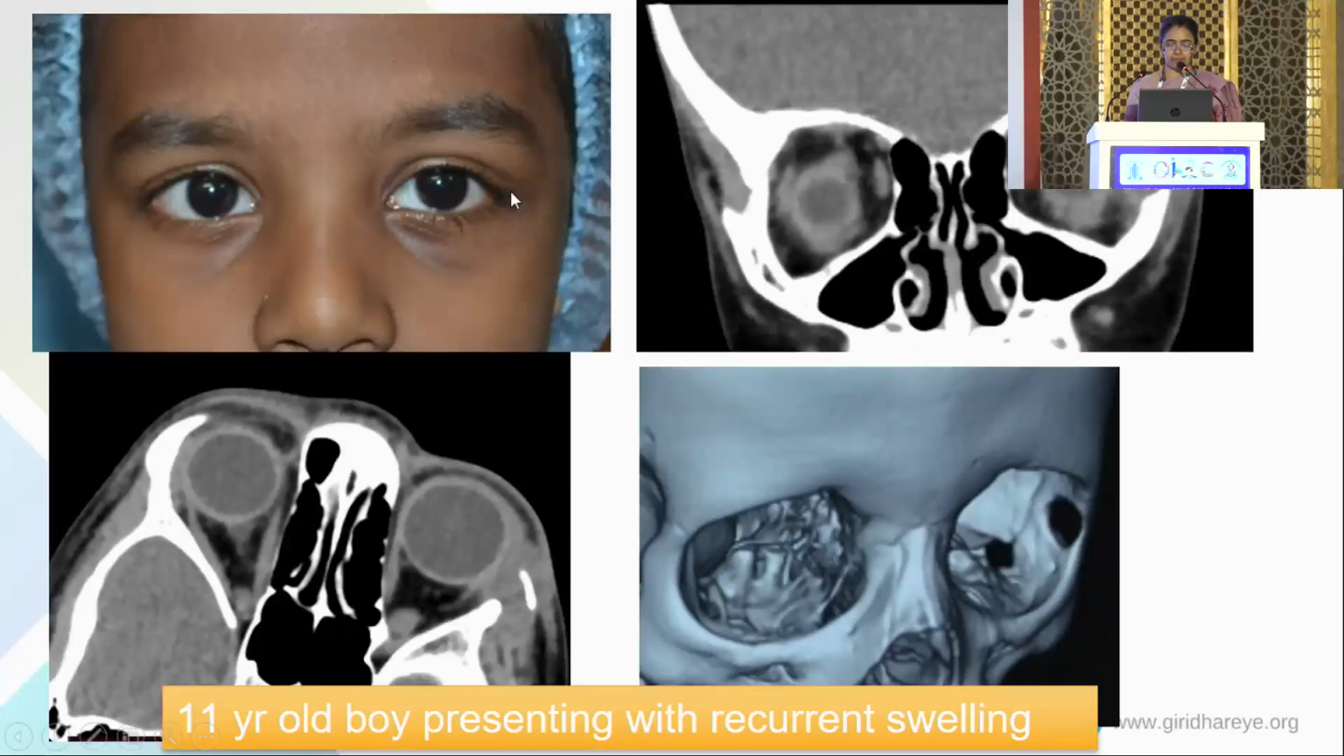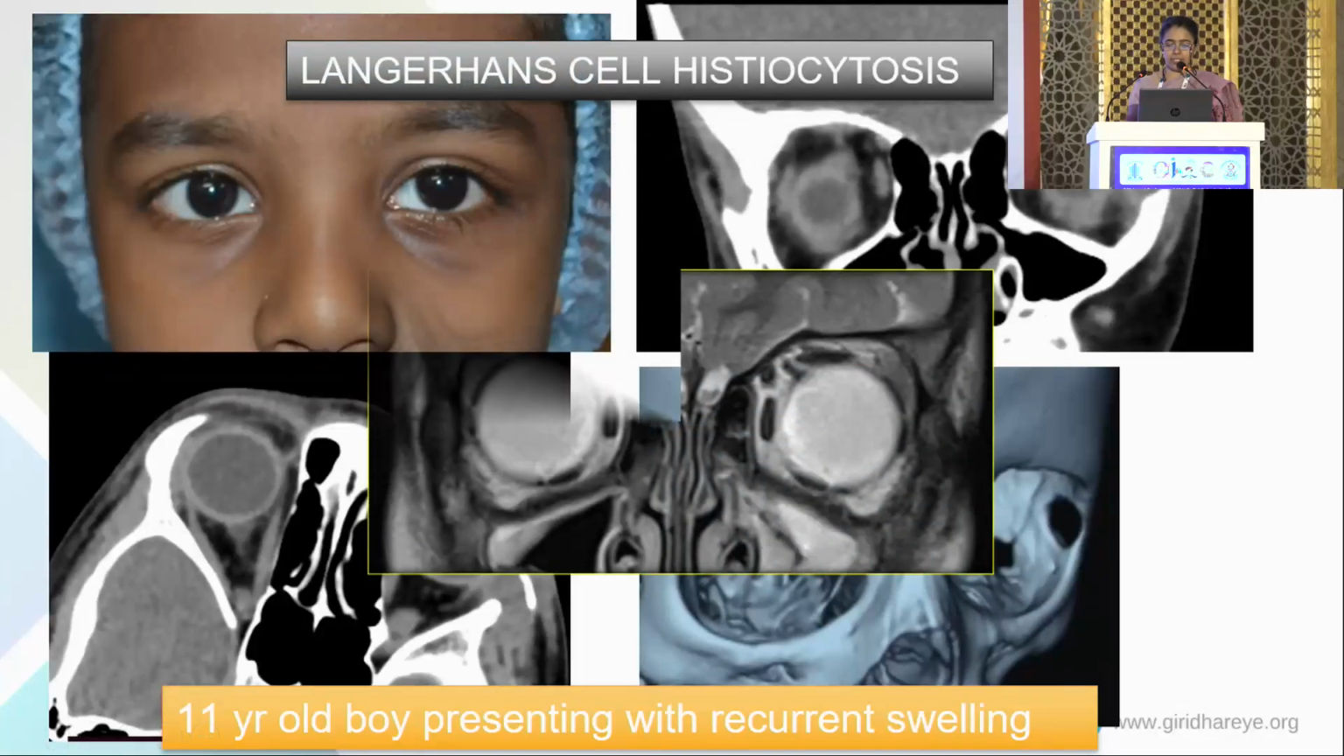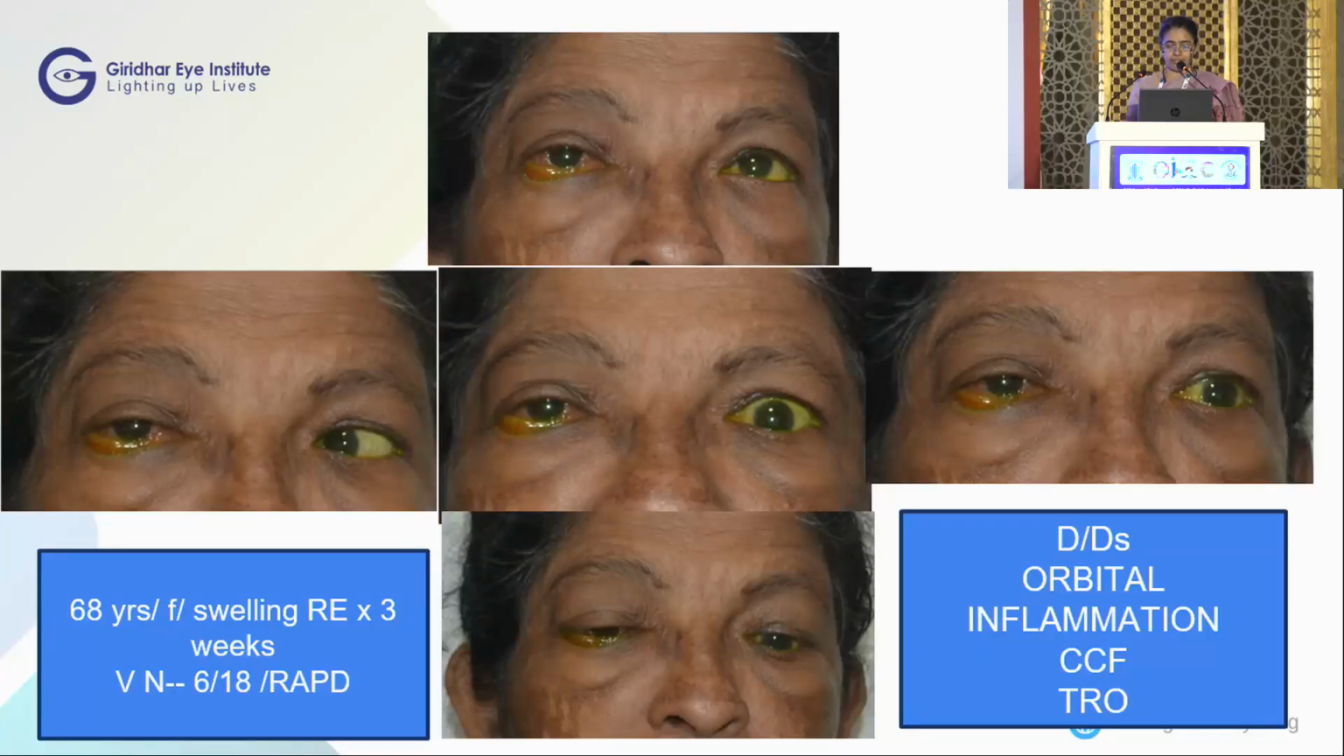This is an 11-year-old child who presented to us with recurrent lid edema and was already treated with oral antibiotics elsewhere. You can see the CT scan: there is an inflammatory mass involving the lateral orbit with bone erosions. We took him for biopsy and proved it as Langerhans cell histiocytosis. He improved with intraorbital steroids and became all right.